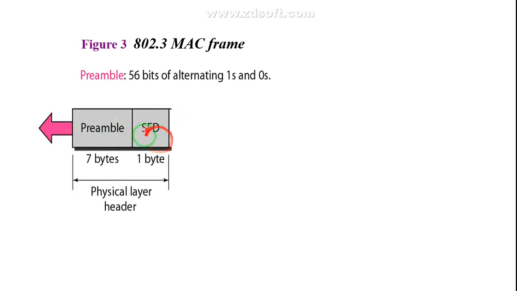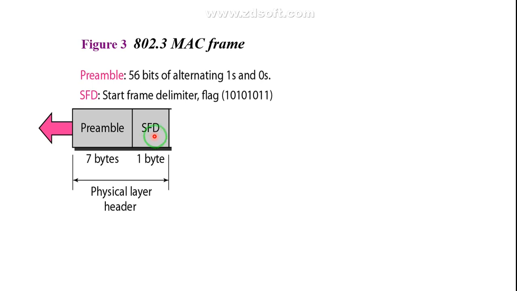Next, guys, it is the SFD, that is the start frame delimiter. Now this field, which is of 1 byte, which is 10101011, is going to signal the beginning of the frame. It tells that it is the beginning of the frame. And it warns the stations that this is the last chance for synchronization, because you may miss synchronization in the preamble, but this is the last warning so that you do not miss the synchronization.